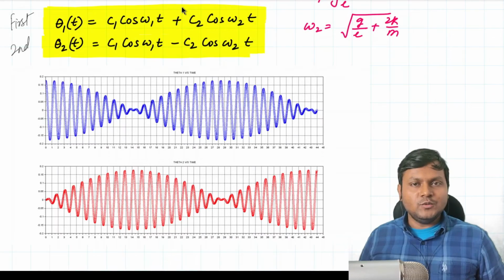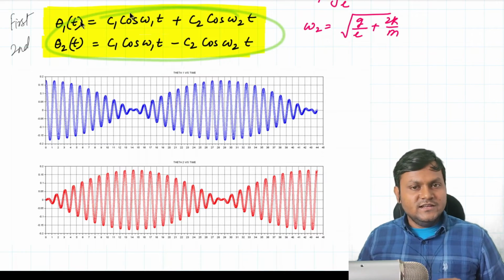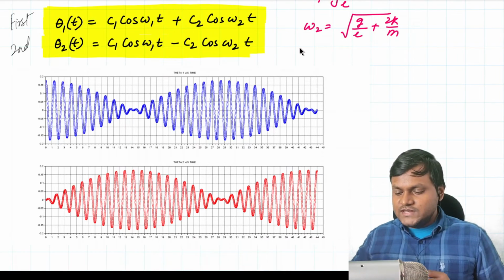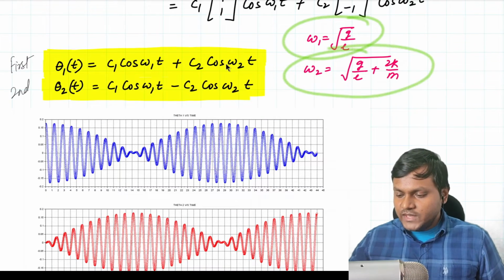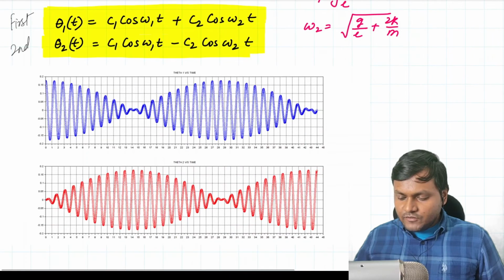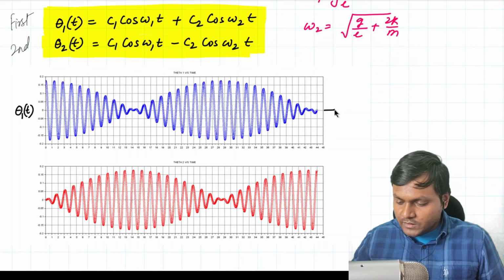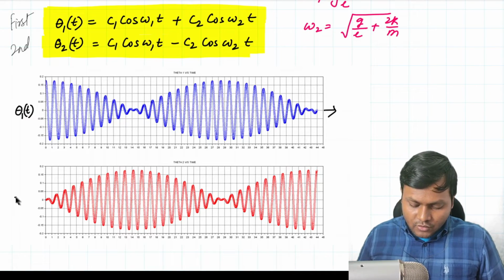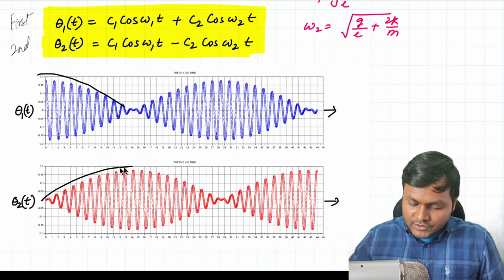Okay, so coming back to our calculations, the general solution is a linear combination of two distinct frequencies, right? Now I want to show you something interesting. As you can see from the general solution, the first is of course the variation of the first pendulum with respect to time, right? And the second is of course the variation of the second pendulum with respect to time. As one's amplitude decreases, the other's amplitude increases.